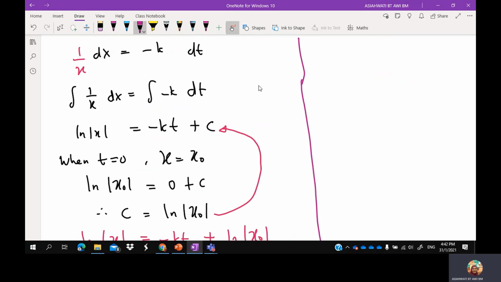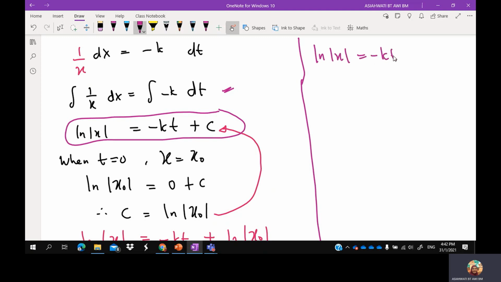Another method is, after integrating, you get ln x equals negative kt plus c. Before substituting values, first change the log into index form. This is the natural log, base e. So log base e means that x is equal to e to the power of negative kt plus c.